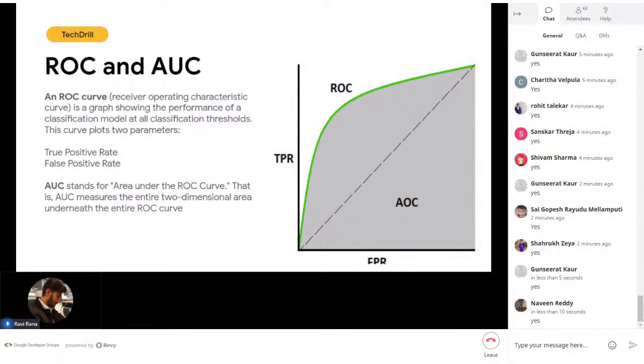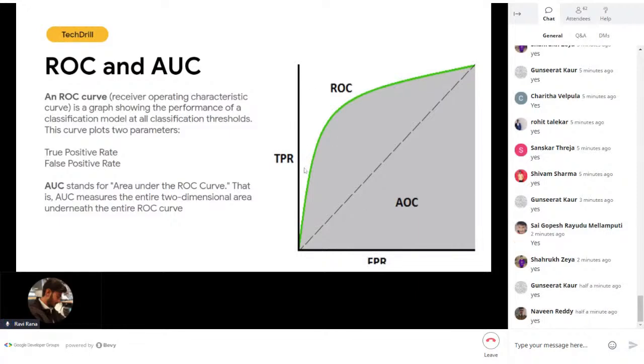Okay, so now we plot a curve for the true positive values and the false positive values, the correctly predicted positive values and the wrongly predicted positive values. We plot a curve for it, and this is called the ROC curve.